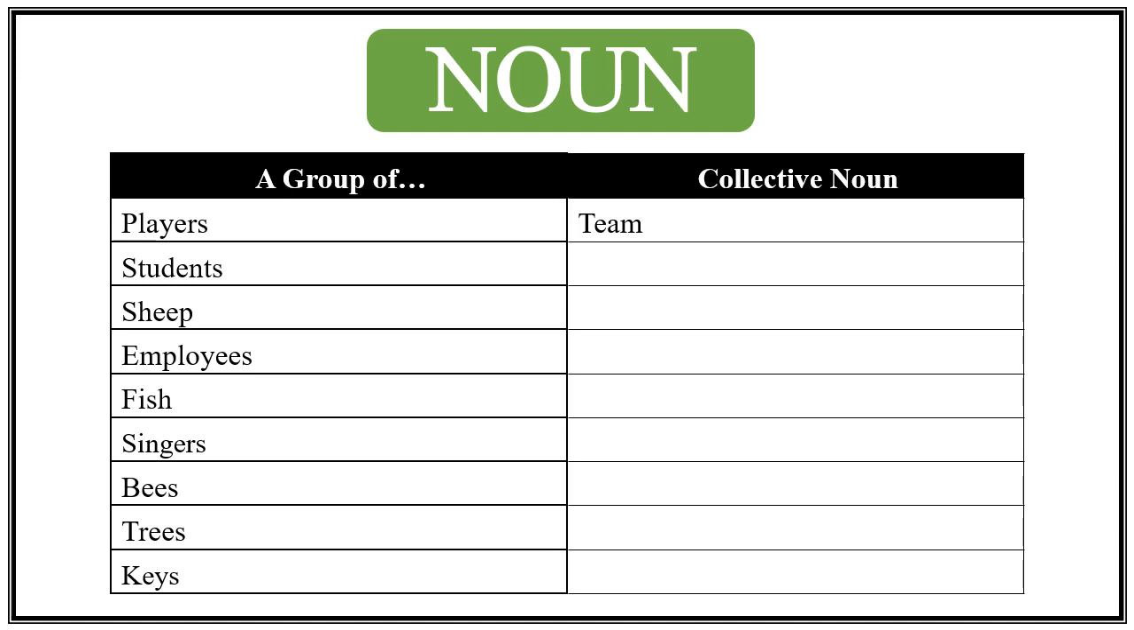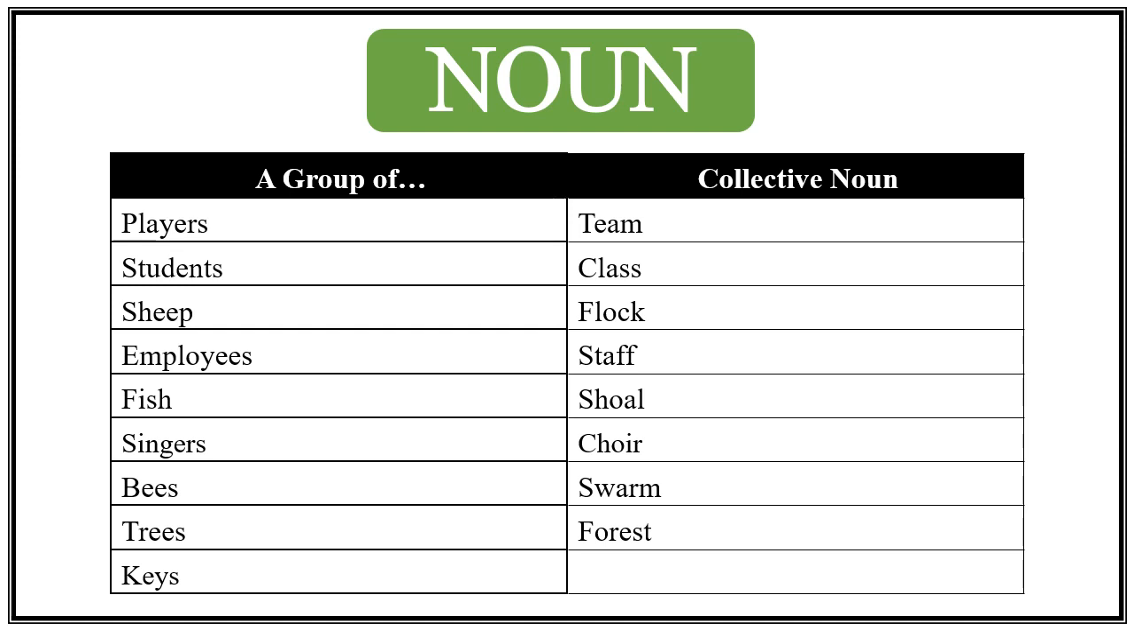A group of students is called class. Similarly, a group of sheep is called flock. Can you guess the word which is used for a group of workers or employees? That word is staff. A group of fish is called shoal. What about a group of singers? A group of singers is called choir. A group of bees, swarm. A group of trees, forest.